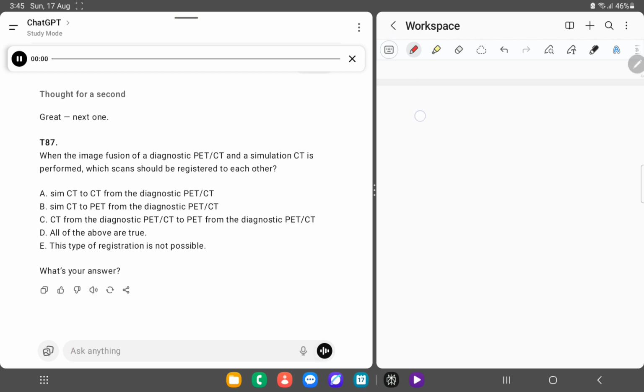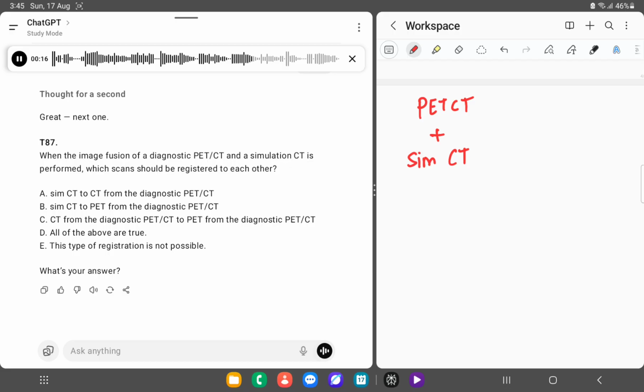Great. Next one, T87. When the image fusion of a diagnostic PET CT and a simulation CT is performed, which scans should be registered to each other? A. Sim CT to CT from the diagnostic PET CT. B. Sim CT to PET from the diagnostic PET CT. C. CT from the diagnostic PET CT to PET from the diagnostic PET CT. D. All of the above are true. E. This type of registration is not possible.